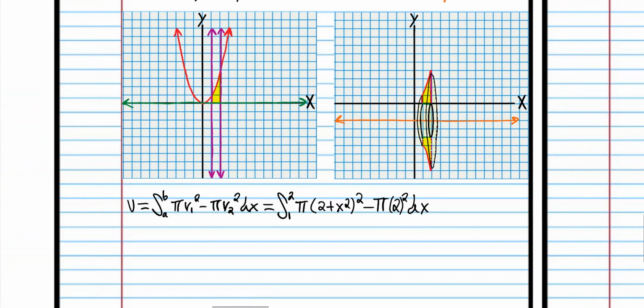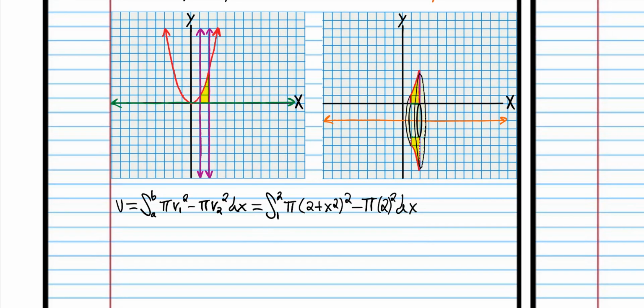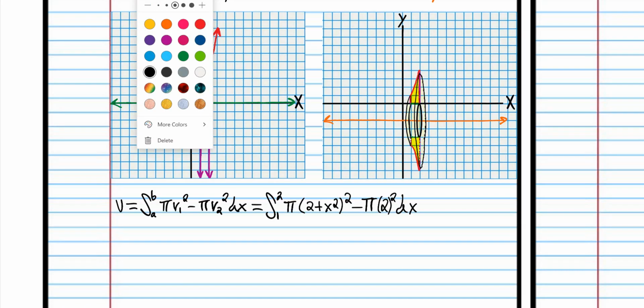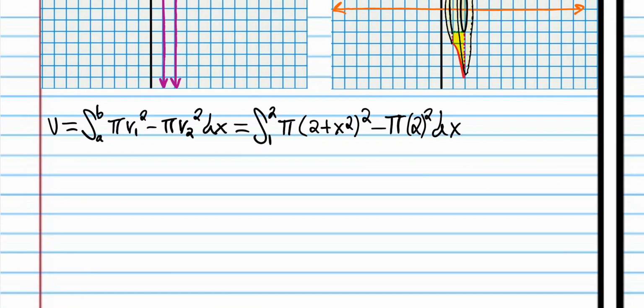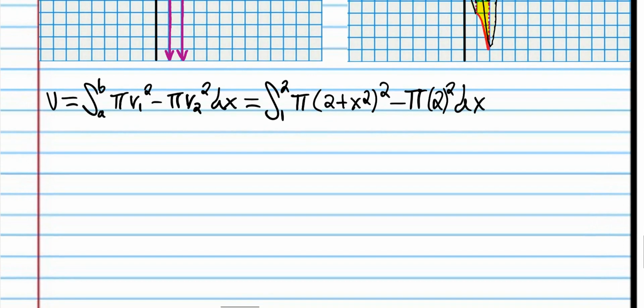So there you go. This integral represents, or it's going to give us, the volume of this solid. It's like a cup shape or a bowl shape with a hole in the middle of it, I guess you could call it. Except the bowl is not really concave.